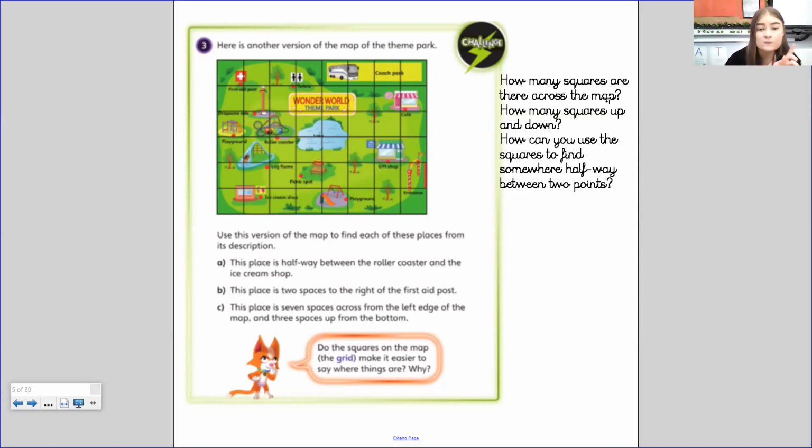This place is 2 spaces to the right of the first aid post. So find the first aid, move 2 spaces to the right, 1, 2. What's there? The toilets. Well done.